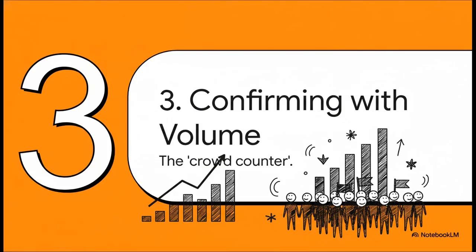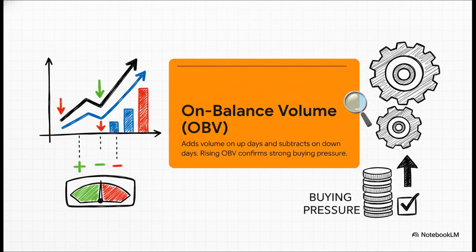All right, on to our third tool, volume. I like to call this our crowd counter. Think about it. A price move is way more convincing if a whole lot of people are participating, right? Volume tells us if the crowd is really behind a move or if it's just a few people making a lot of noise. High volume is confirmation. It shows conviction.